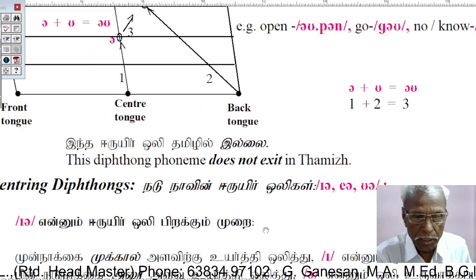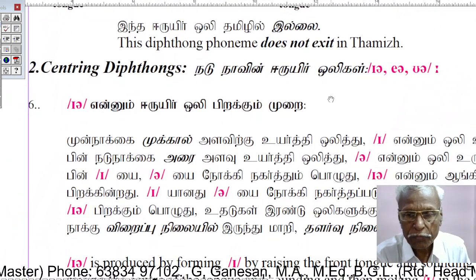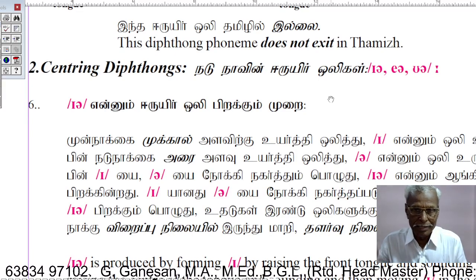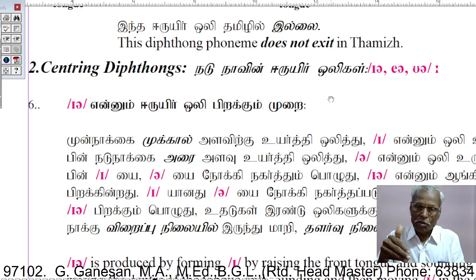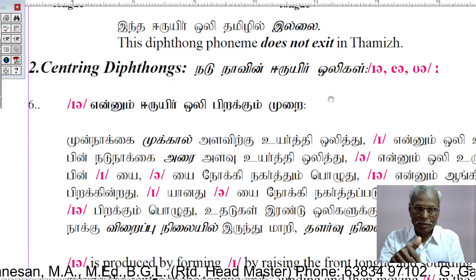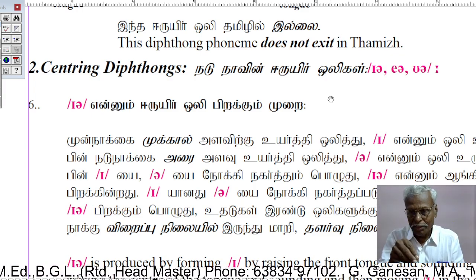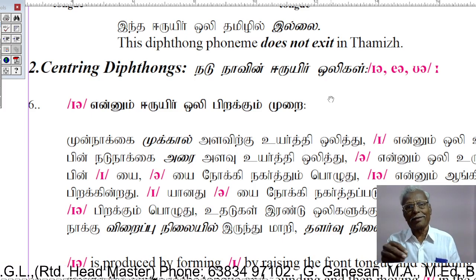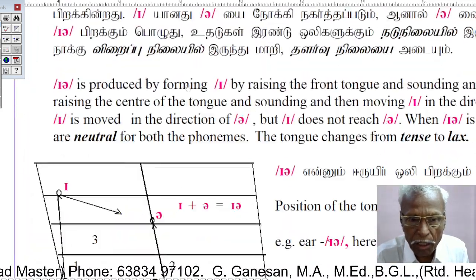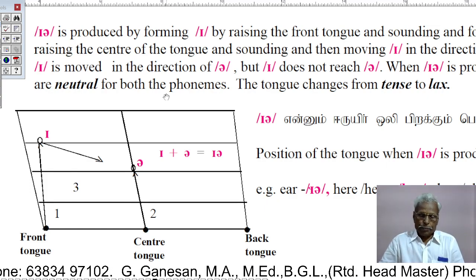Let us move to the centering diphthongs. There are three diphthongs that end at the center of the tongue. They are called centering diphthongs. First, see how the diphthong ear is produced.